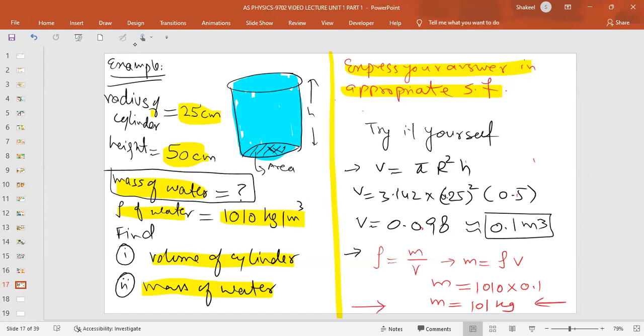So that is it. What I'm going to do is share a worksheet with all of you. That worksheet would be related to the estimations and the significant figures.